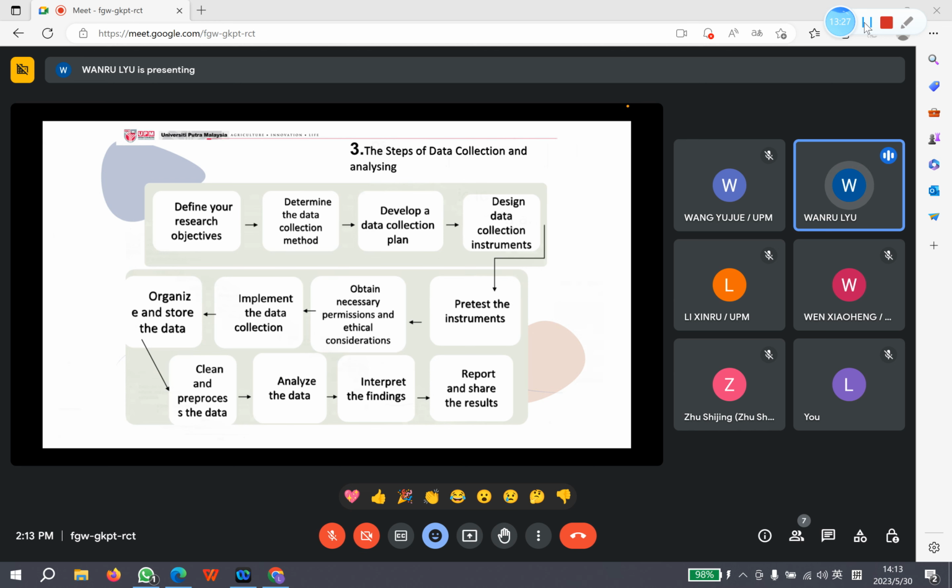Just remember that these steps are general guidelines, and the specifics of your data collection process may vary depending on the nature of your research discipline and research design.